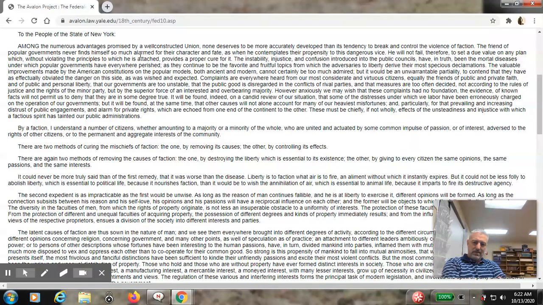Of course, James Madison is the primary author of the United States Constitution. He is the author of the Federalist 10. The Federalist Papers were a series of essays written by Alexander Hamilton, James Madison, and John Jay. John Jay was the first Chief Justice of the Supreme Court. Alexander Hamilton was Secretary of the Treasury under George Washington.